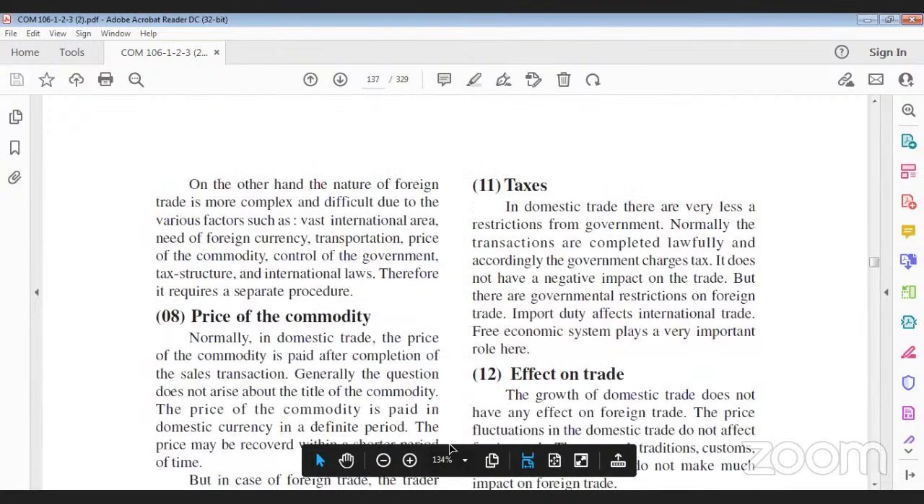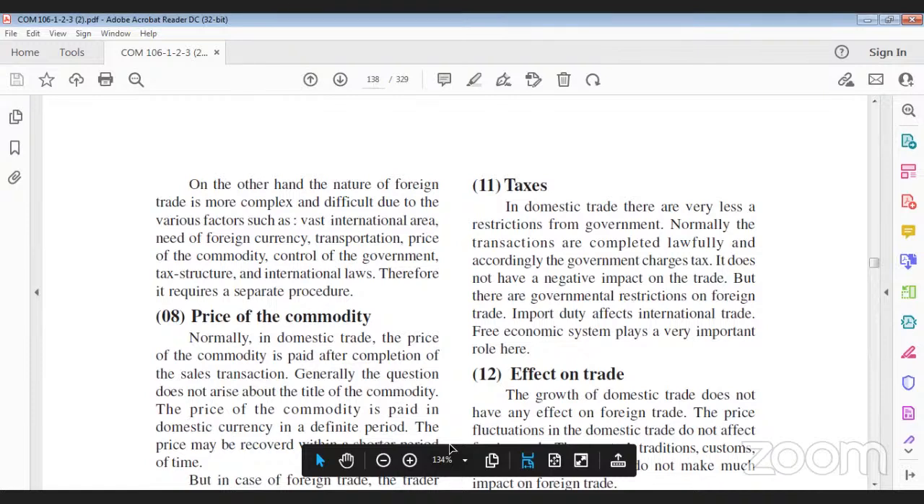Then here, on the other hand, the nature of foreign trade is far more complex due to various factors such as the vast international area, need of foreign currency, transportation, etc. Then there is the price of the commodity. This is the eighth factor of difference.